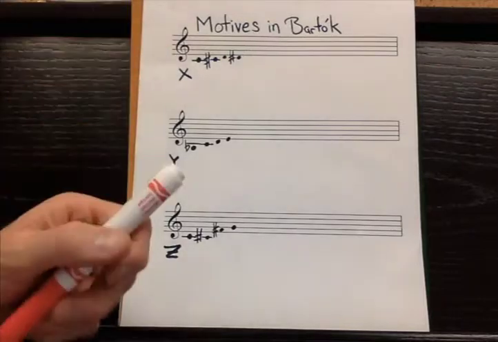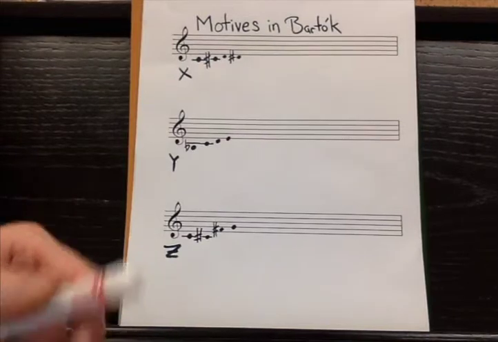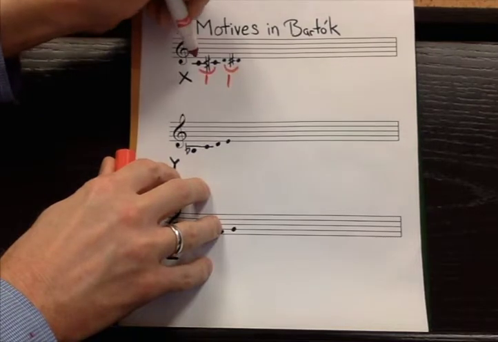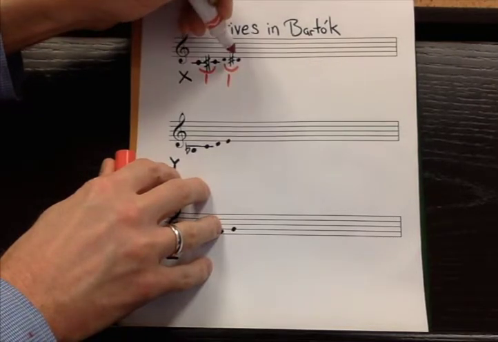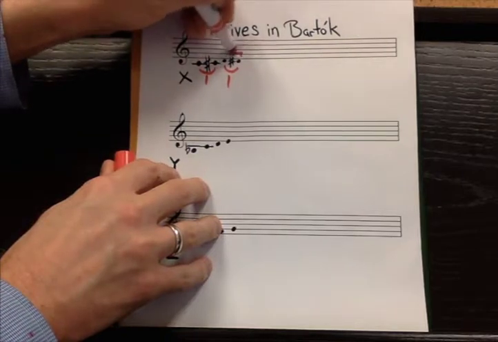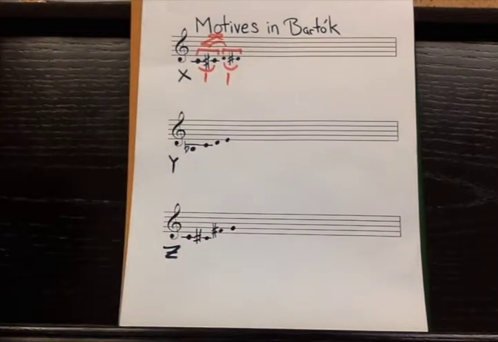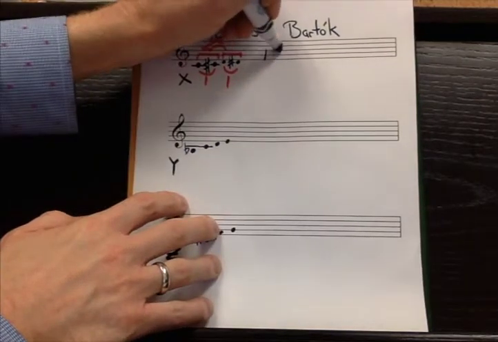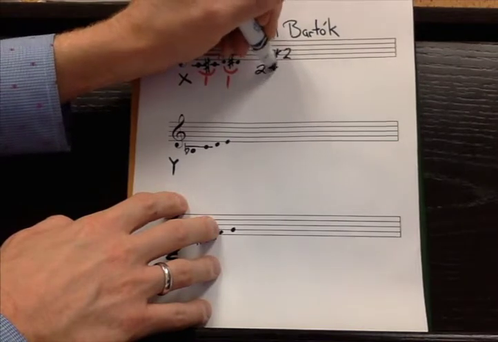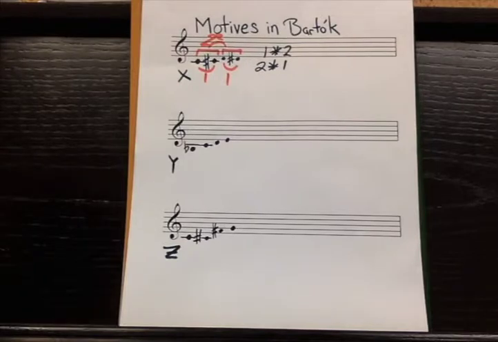With X, we have two notes that are separated by a semitone, and another two here. So we could say we have this semitone, and I'm taking each of these notes and moving them up 2 semitones. So this C goes to D, this C sharp goes to D sharp. So that's a 2. So we can write this as 1 times 2, or because we can always reverse the order of the numbers, 2 combined with 1. Let's take a look at Y.